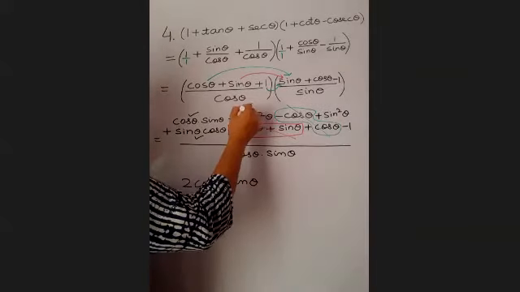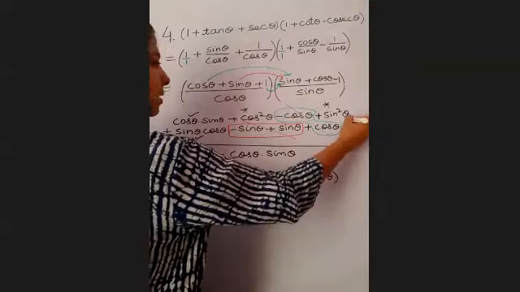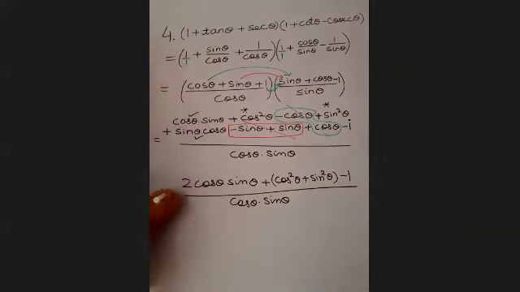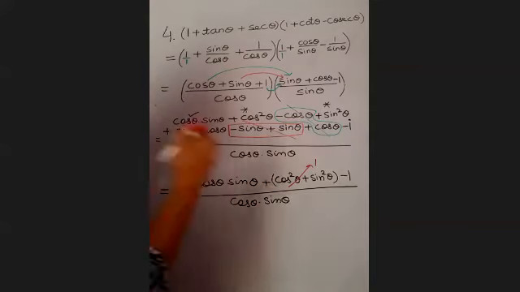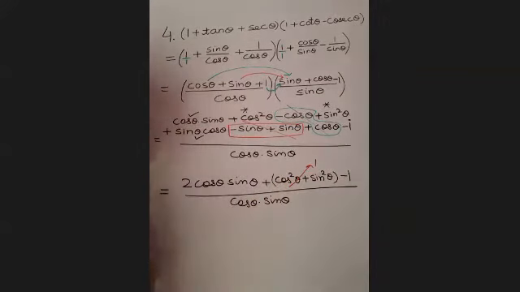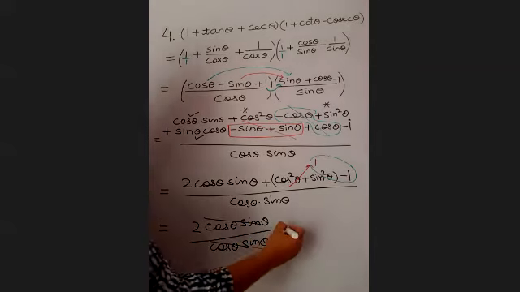Then we have cos square theta plus sine square theta written together, and this minus 1 is also there. So minus 1, divided by cos theta sine theta. Now children, what is cos square theta plus sine square theta? It is an identity which is equal to 1. And what is 1 minus 1? 0. This is gone. So we are just left with 2 cos theta sine theta divided by cos theta sine theta. Now cos theta sine theta and cos theta sine theta get cancelled, and we are simply left with 2.